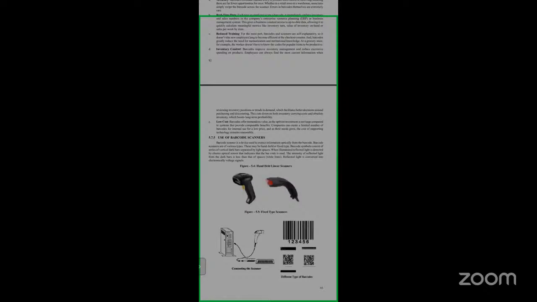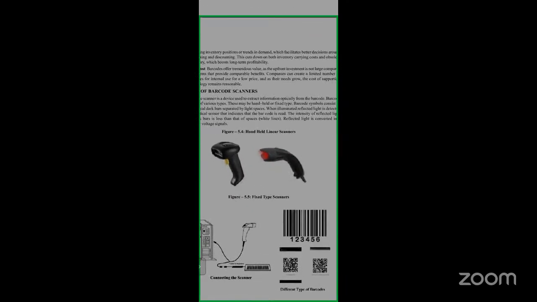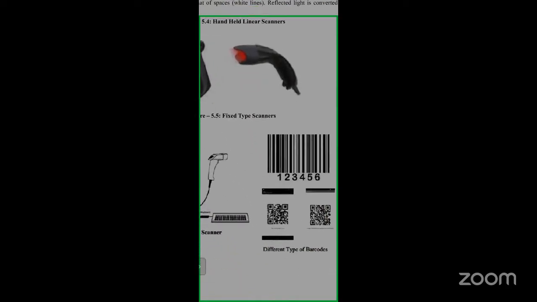We often see this in the malls and other stores. Wherever you go, you'll find this type of scanner, that is fixed type scanners. By holding the product, you just scan it and find out the details about the particular product. And here also we can see the different types of scanners.